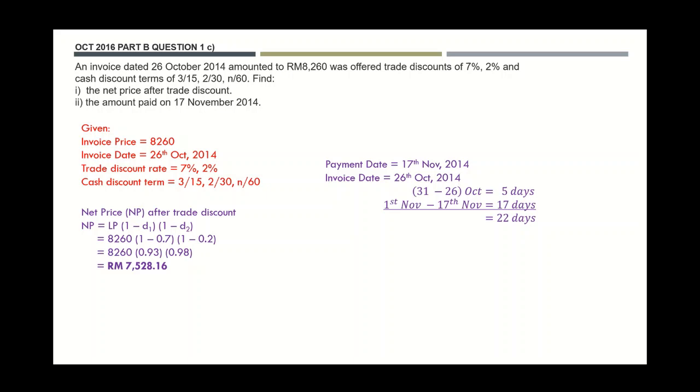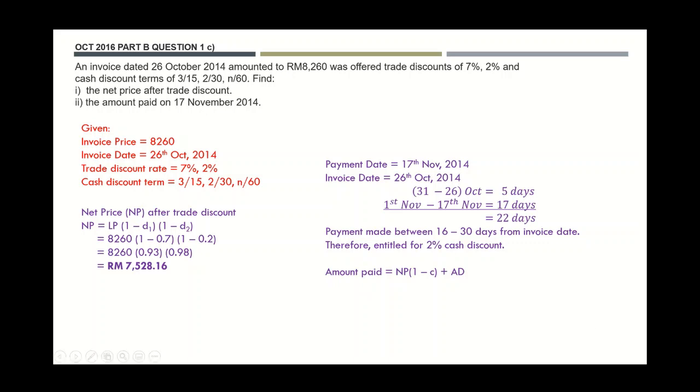So compare again to the cash discount terms. You found that it's already exceeded the first 15 days. So 3% is not entitled, but it is entitled with the 2% cash discount, because it's still within the 16th until the 30th day. So that means you are entitled for the 2% cash discount. So once you have identified the cash discount, right now you can calculate the amount paid by the formula NP (1 minus C) plus AD.